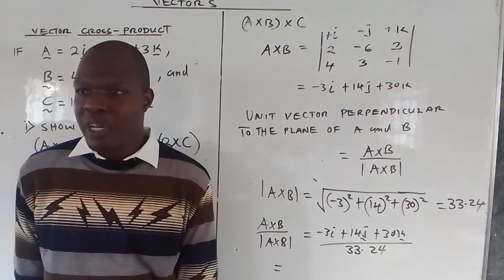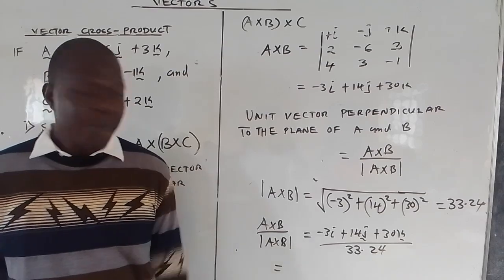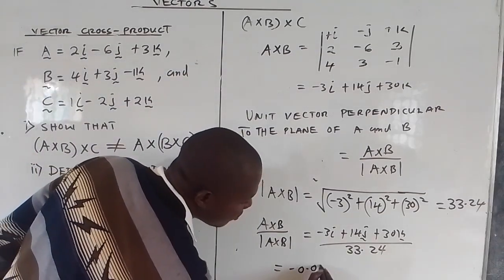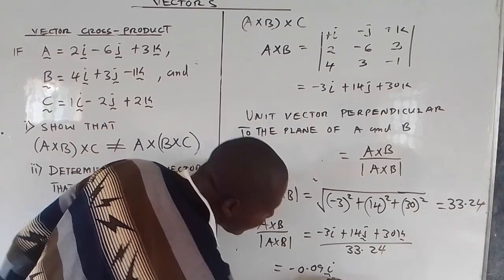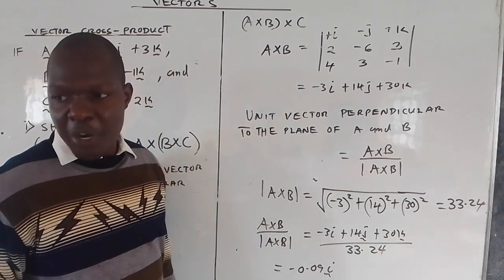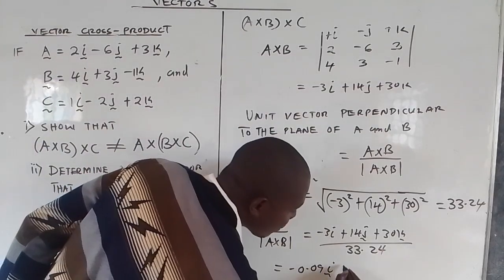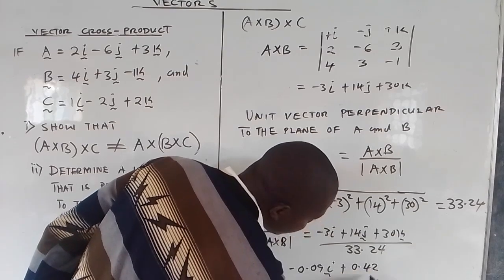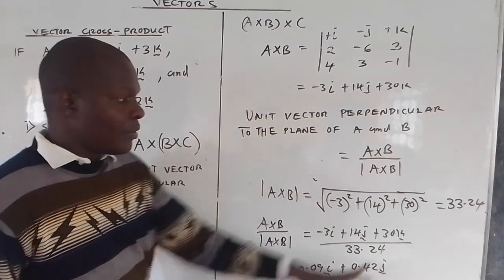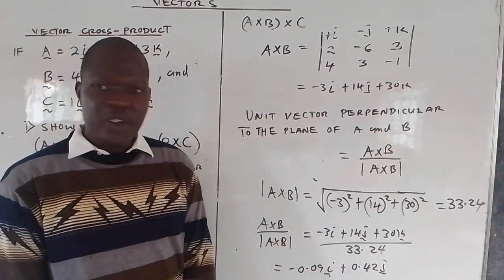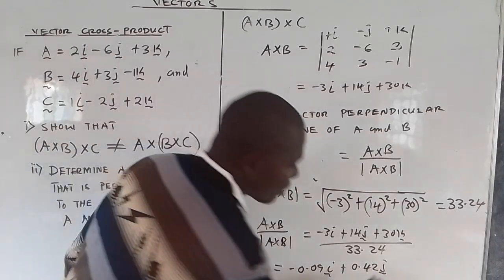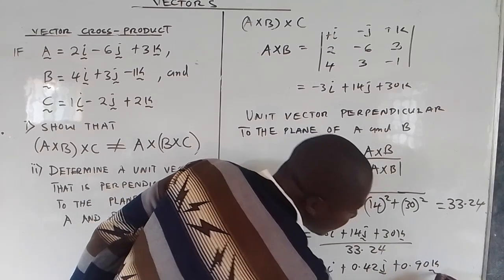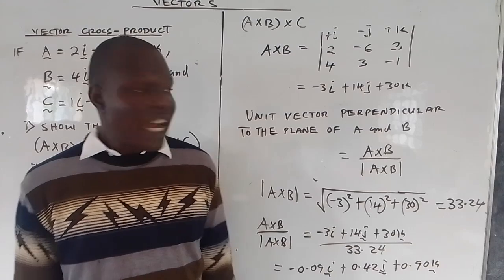This is the common denominator, isn't it? Yes. And negative 3 divided by 33.24? Negative 0.09 i. Then positive 14 divided by 33.24? Positive 0.42 j. Plus 30 divided by 33.24? Positive 0.90 k, isn't it?